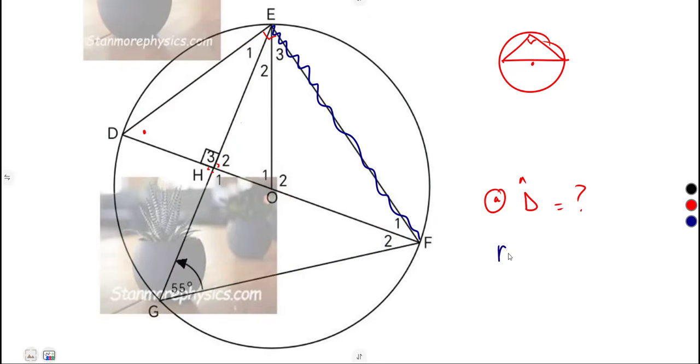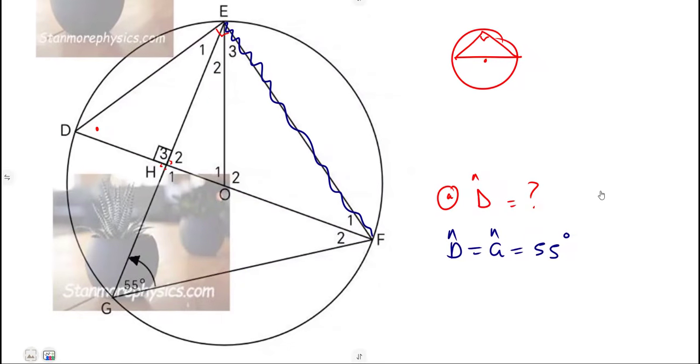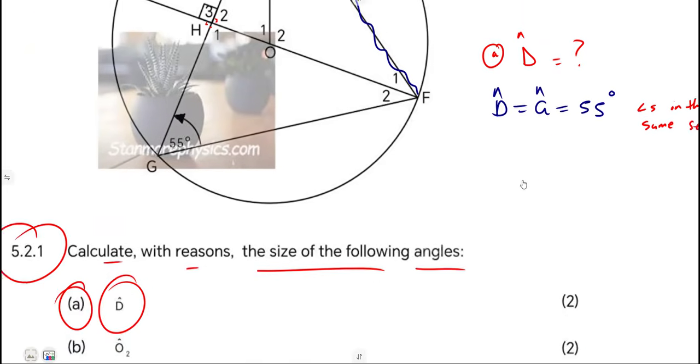Angle D is simply the same as angle G, which is 55 degrees. These angles are subtended by the same chord, or they are angles in the same segment. So we can just say in short, angles in the same segment. You can have it that way. So that was first part A.